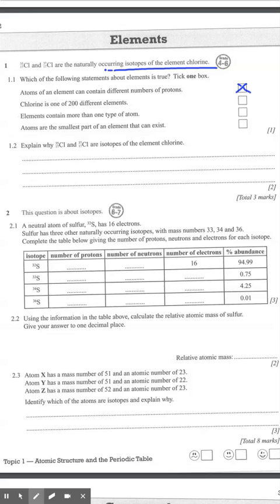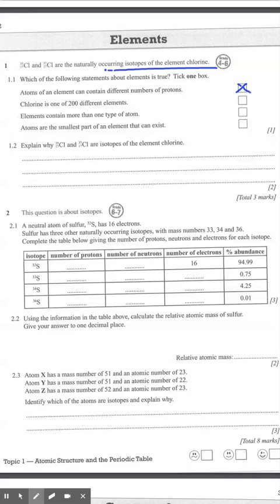Both of them have the atomic number 17. This defines the number of protons. An isotope has the same number of protons. However, it has a different number of neutrons. In chlorine 35 and chlorine 37, once we've subtracted the number of protons from the mass number, so take away 17 from both of these values, we get 18 neutrons.